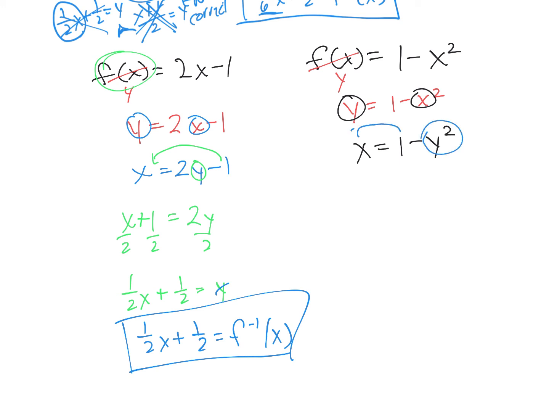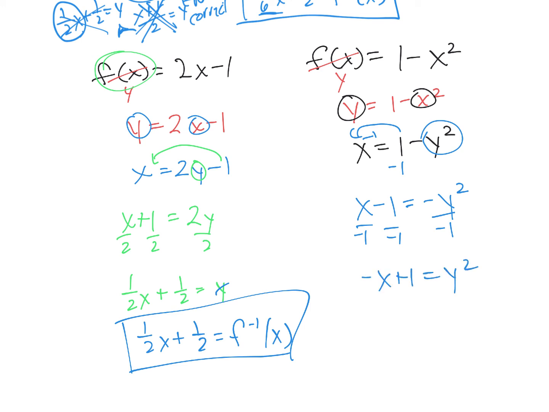So I need to move the 1 over. It's a positive 1, so I'm going to subtract 1. So x minus 1 equals negative y squared. I'm going to still get that negative away from the y, so I'm dividing by the negative 1. So negative x plus 1 equals y squared.